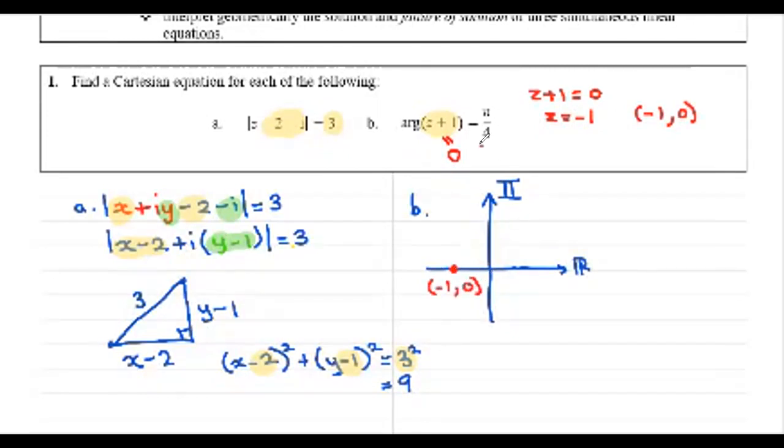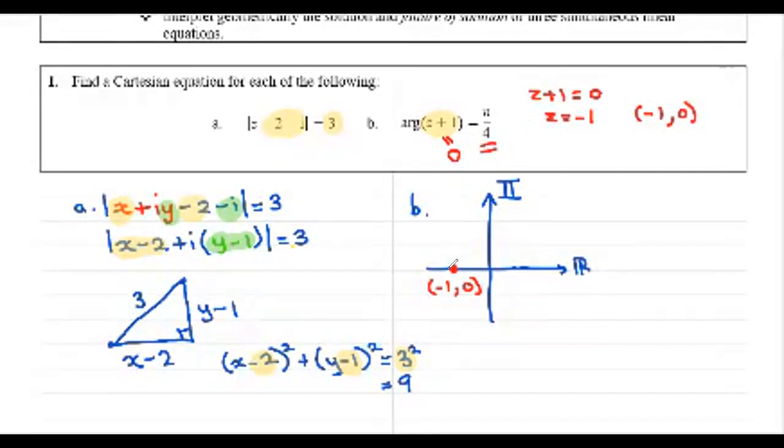Now, we've got this argument here. The argument, of course, is measured from the positive real axis, and we go either clockwise or anti-clockwise, depending on whether the argument is positive or negative, and it's only from 0 to pi in the positive direction. So a bit of revision there on that.